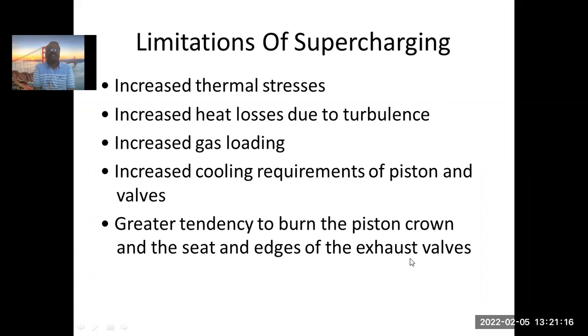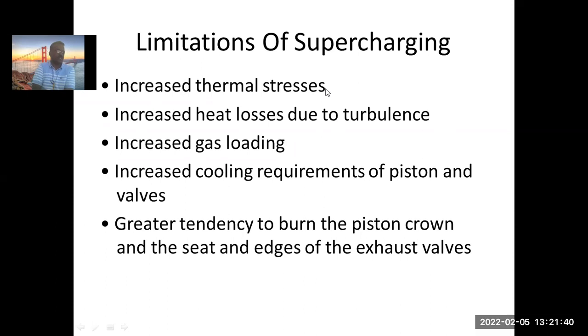Because of pressure increase, the mechanical stresses will increase. According to your point, when the pressure is increasing, the mechanical stresses increase. Yes, that is also a disadvantage which I have not mentioned over here. I forgot to introduce it. So thanks. Increase in mechanical stresses is also there, but here we are talking of thermal stresses.